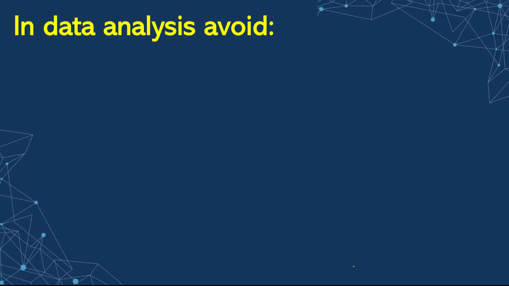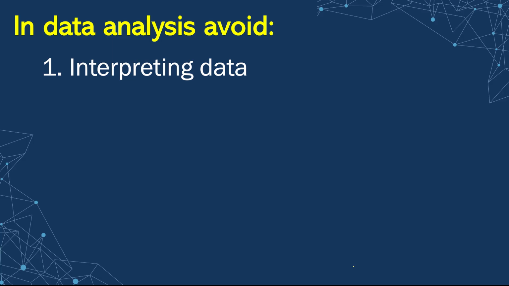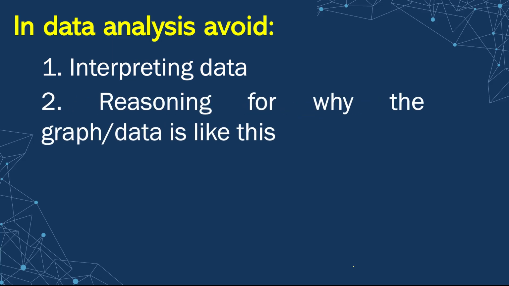In data analysis, avoid interpreting data. Interpretation of data is not going to be here. I will explain it in the future. The other thing to avoid is reasoning for why the graph or data is like this. The data show something, as a linear arrangement or linear best fit line, curvilinear, exponential, whatever. Do not try to explain to the reader why it is a line or why it is not a line. The trend of data, whatever you see, is not going to be explained or interpreted here.